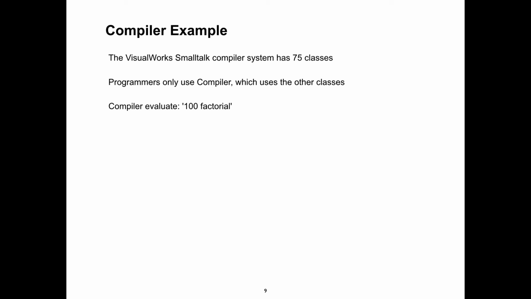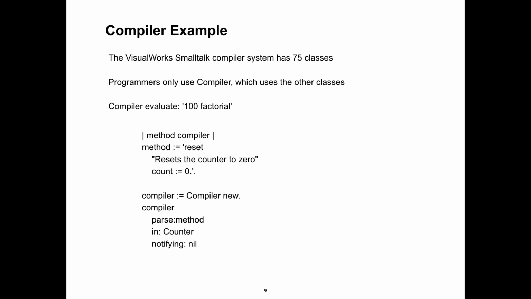And there's some other methods. So I can actually define a string. I'm defining a method called reset. You give it a comment, and then reset the count. And it's all a string. Smalltalk uses single quotes for strings, so I don't know why. And then in my compiler, I can just say parse that method in this class. Done. Right?